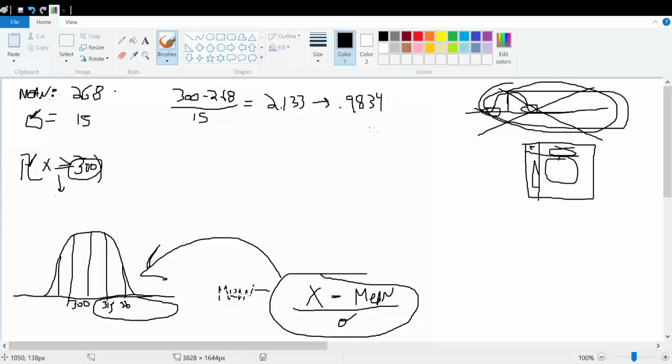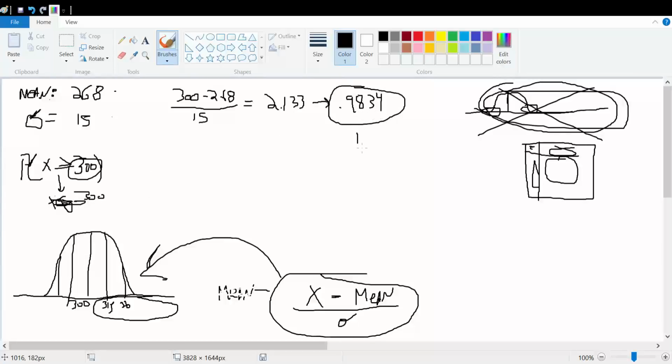Now, this is our z value, and a lot of people make the mistake of thinking this is the answer when it's not. Z-scores only do exactly or less than. If this problem said less than 300, then this would be your answer. But it's asking for greater than, and z-scores do not do greater than.